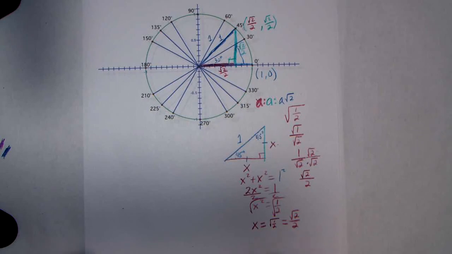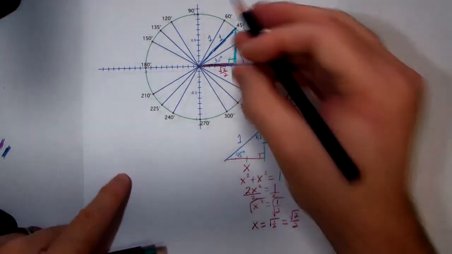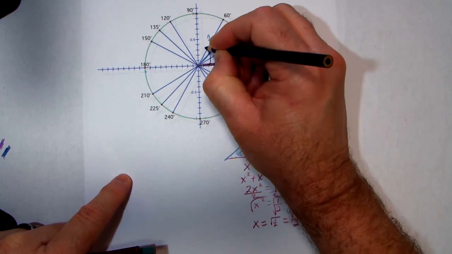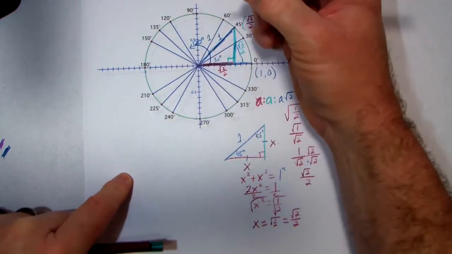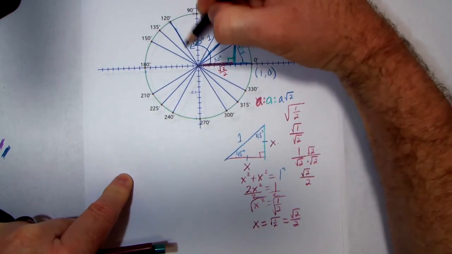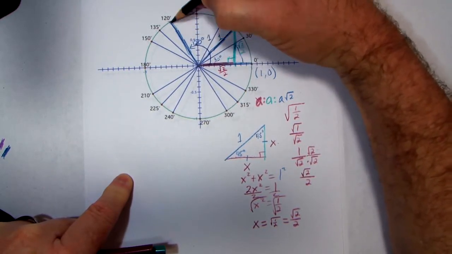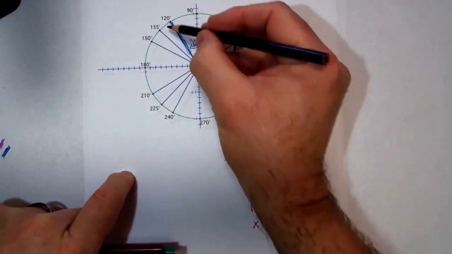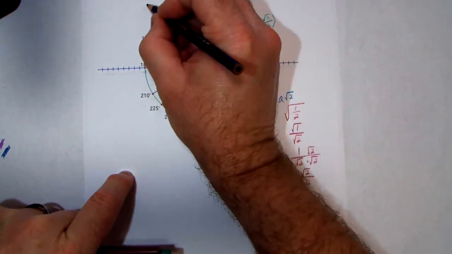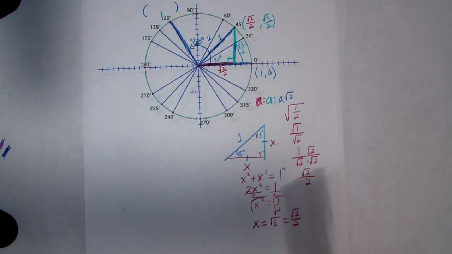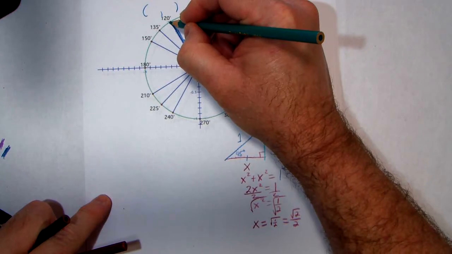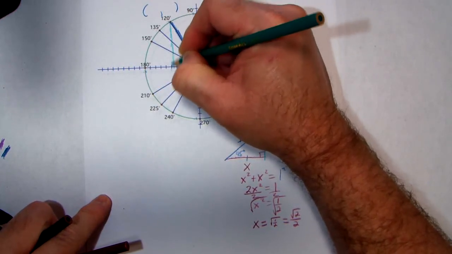Now we're going to look at a different angle. We're going to go into the second quadrant and we're going to actually look at an angle of rotation of 120 degrees. So there's my angle of rotation of 120 degrees, which is going to give me this radius in the circle. Now if I want to find the coordinates of this point, I'm going to be looking for a right triangle again. The right triangle, though, is going to be drawn right here.